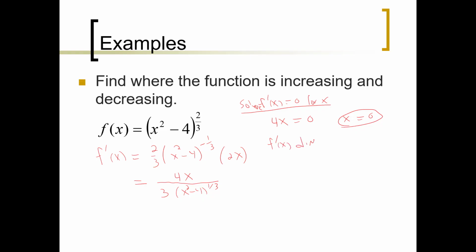Well, now, for a fraction, the only way a fraction would not exist for some choice of x is if the denominator in the end is 0. That would mean then 3 times (x squared minus 4) to the 1/3 power would be 0. That means then x squared minus 4 would be 0. That means that x would be 2 or negative 2. And those two numbers are actually in the domain of the function. So I count them as critical numbers.